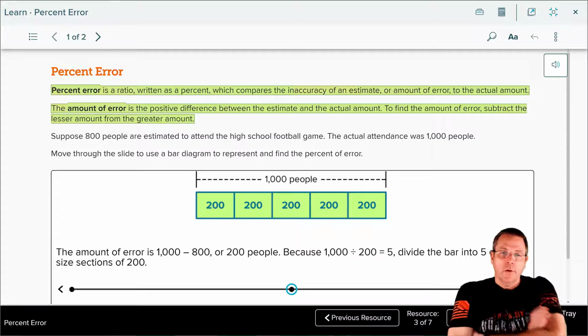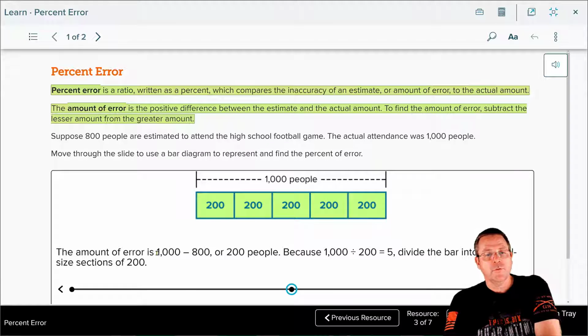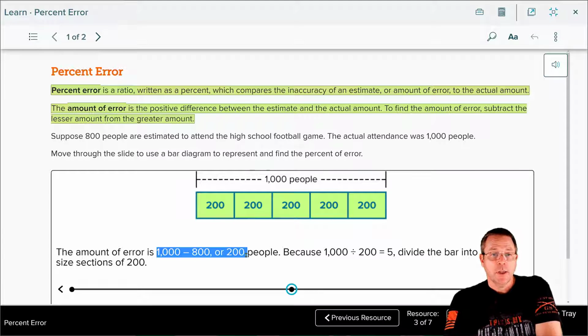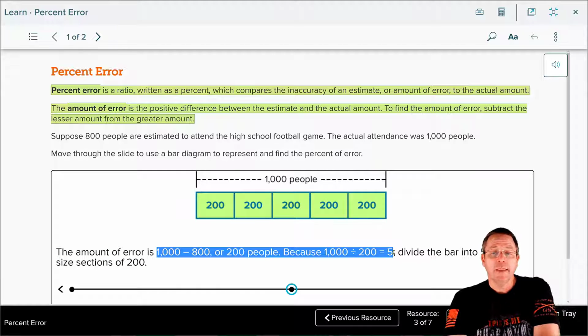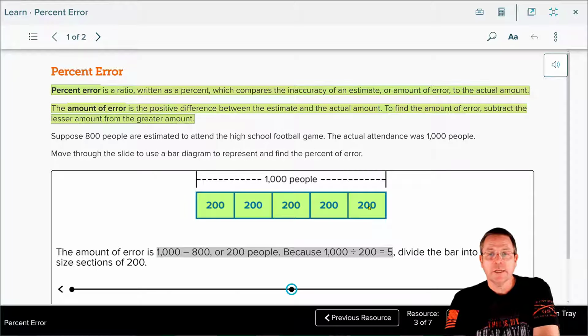From there, we broke that up into 200 sections. The reason we chose 200, if you remember when we did this early in the chapter, is that 1,000 minus 800 is equal to 200. So our amount of error is going to be 200. And because of that, if we divide the 1,000 by the 200, we get 5 equal size slots. That is where they got these 5 equal size boxes of 200 from.